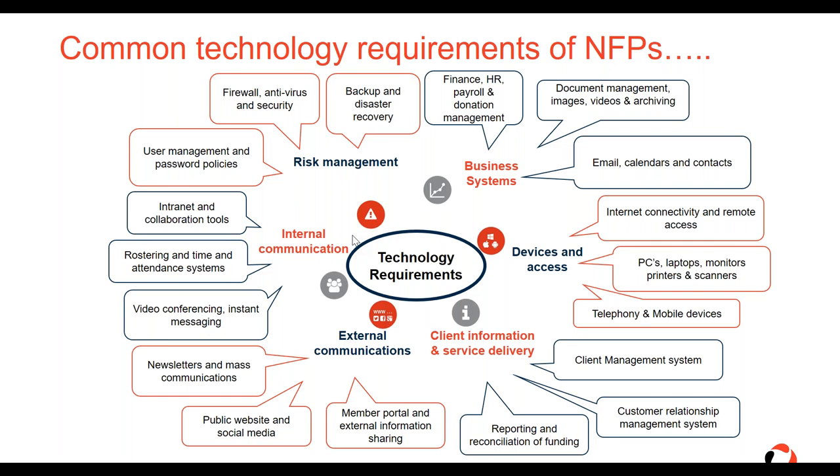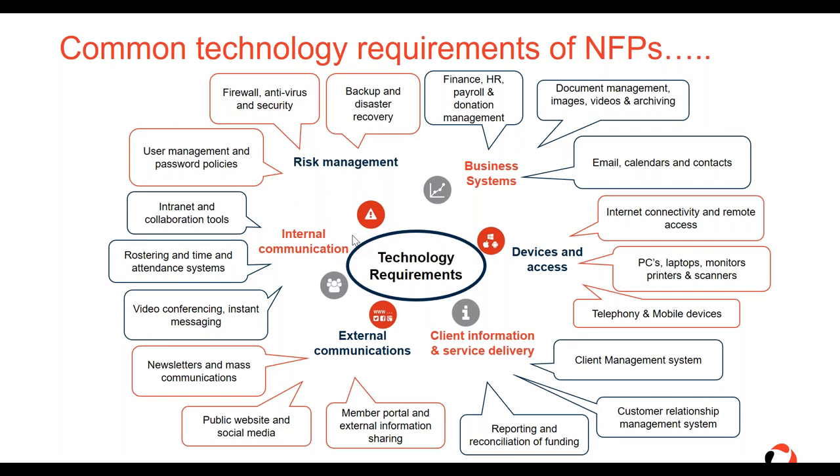The other key ones are document management, images, videos, archives. So again, these are one of the most common things that people put on a file server in their office. The good old, let's just dump all our documents on a file server, which is quite common and still quite a good solution in some scenarios. The other common one that most people either used to have or some of you may still have is email, calendars and contacts. So things like your Exchange server sitting on that server in your office that used to manage all those emails for you.